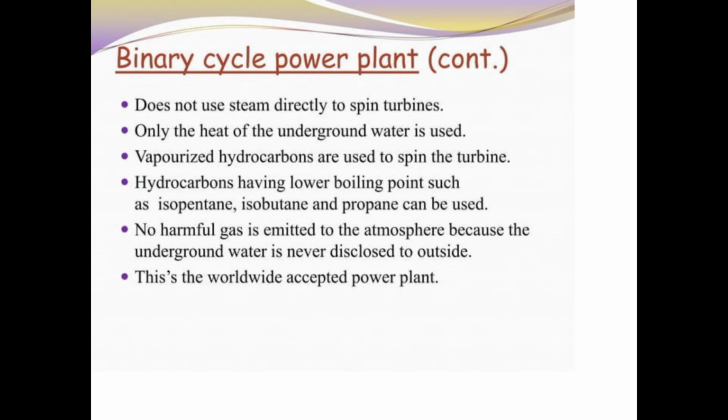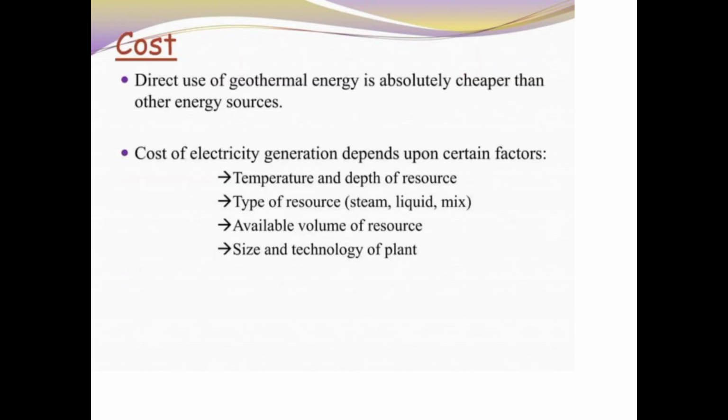Binary cycle power plants do not use steam directly to spin the turbine. Only the heat of the underground water is used. Vaporized hydrocarbons are used to spin the turbine. Hydrocarbons have lower boiling points; for example, isobutane, isopentane, and propane can be used. No harmful gases are emitted to the atmosphere because the underground water is never exposed to the outside. That's the worldwide accepted power plant.